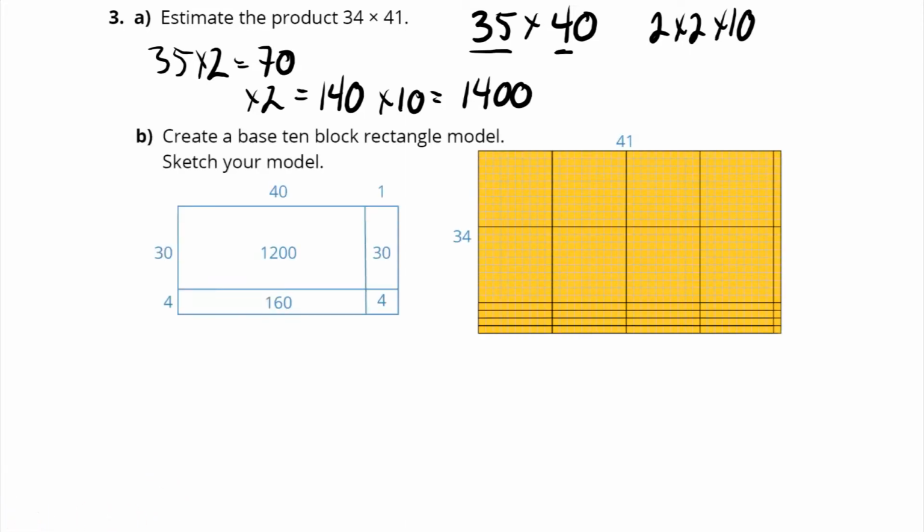Again, we're going to make our base 10 block models and sketch the models. I've used both approaches again. And now we're going to calculate the area to figure out what the product is.